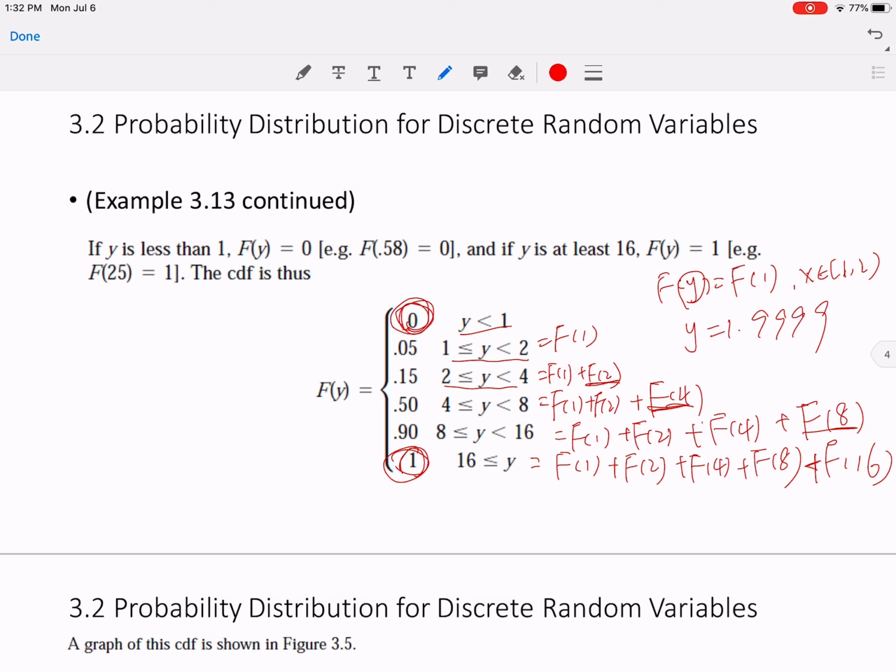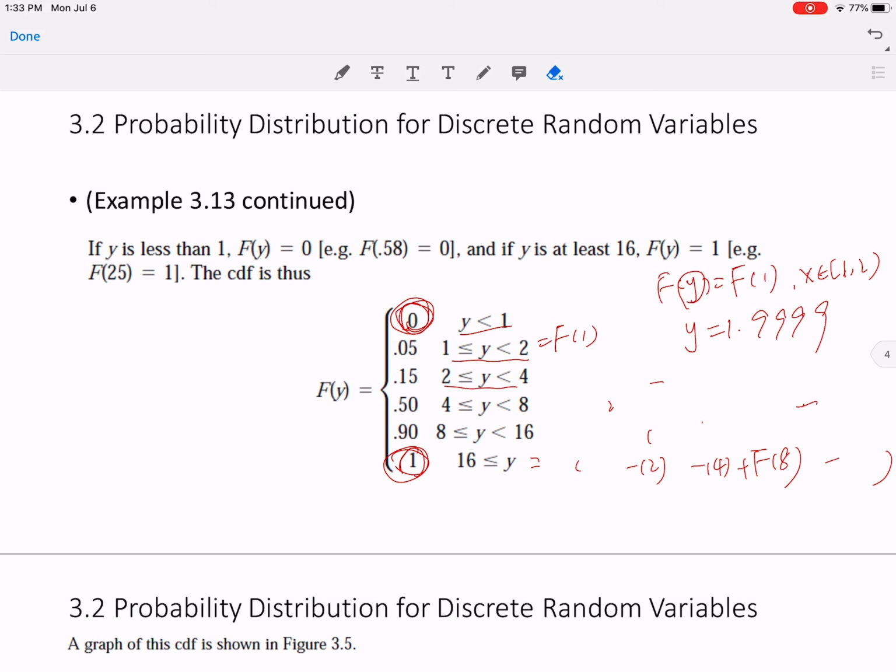Oh, I'm sorry. I messed up. I made a mistake over here. So the first one is right. It is the f of 1, the probability of y equal to 1. And actually, this is equal to f of 2. It's not f of 1 plus f of 2. I'm so sorry about that.